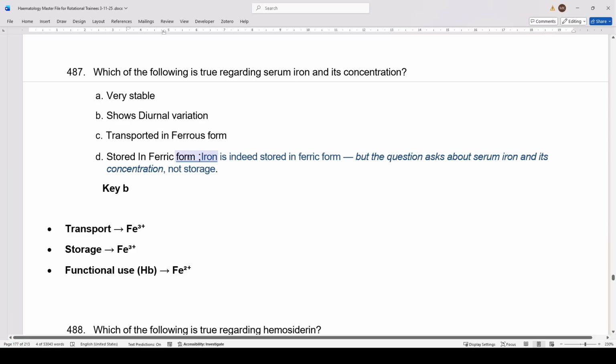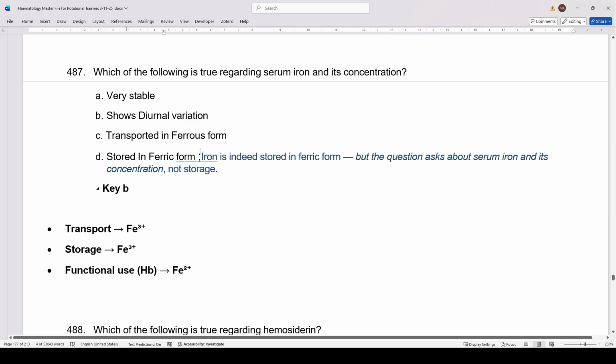And it is stored in the ferric form? Yes, iron is stored in the ferric form when it is converted into ferritin. But here they are asking about serum iron and its concentration, not about the storage form. So iron is indeed stored in the ferric form, but the question asks about serum iron, not the storage. If they ask about the storage form of iron, yes, it is ferritin and hemosiderin.